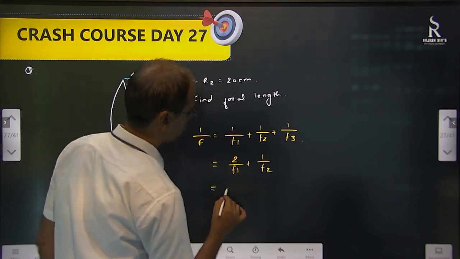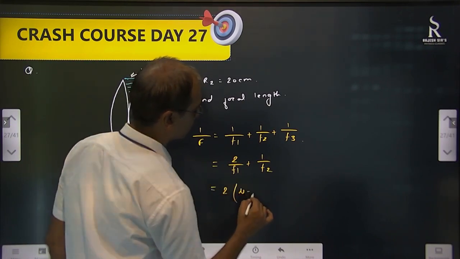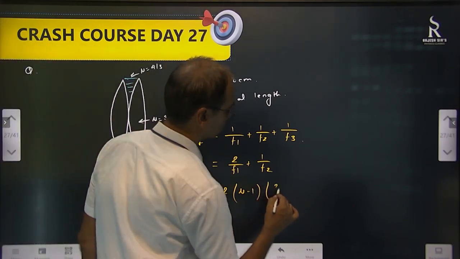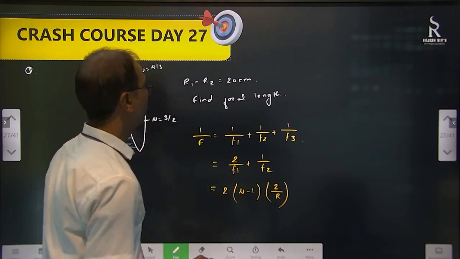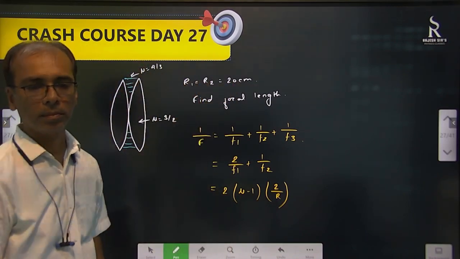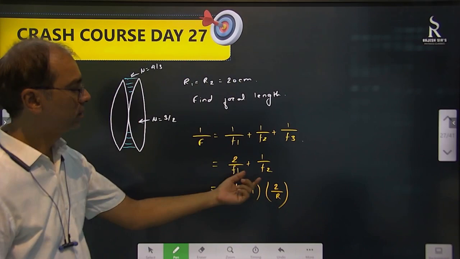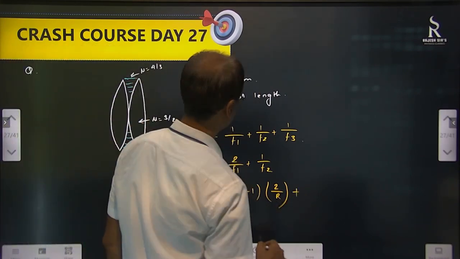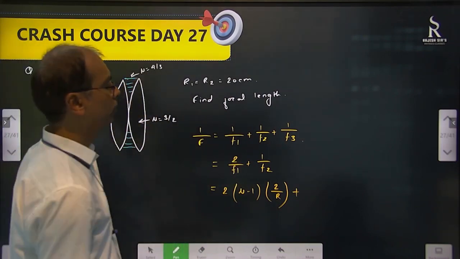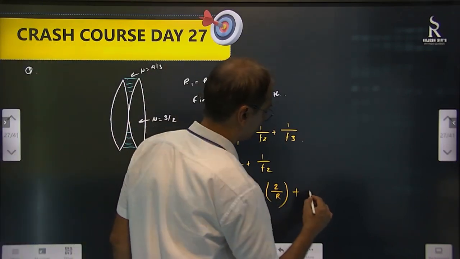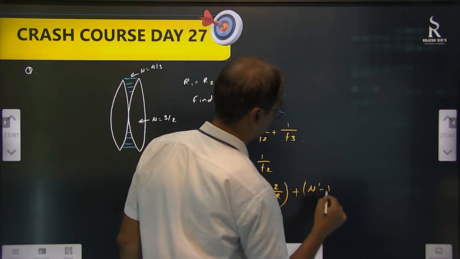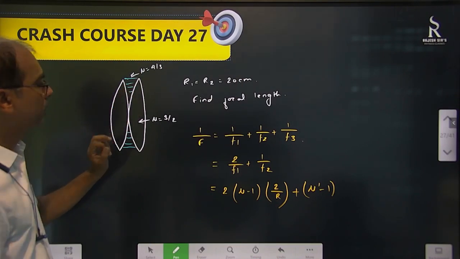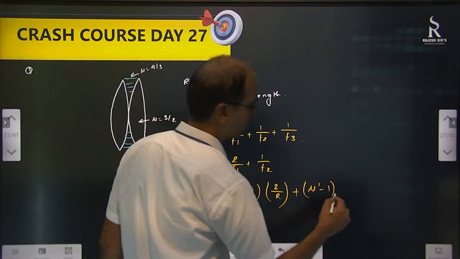Let's write 2 into mu minus 1. What is that mu? 3 by 2 into 2 by R. Directly I am writing because R1 and R2 both are given same. Okay, convex lens we add like this. Now concave. So what is mu here? 4 by 3. So 4 by 3 minus 1. Mu dash minus 1 again, into what? Now its first surface is this one and second surface is this one. So in concave, we write this minus 2 by R.